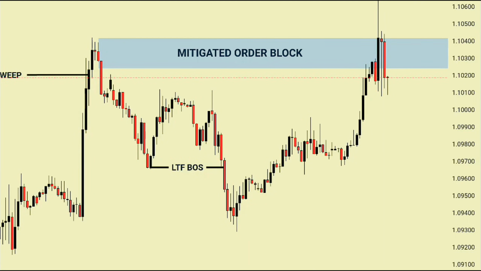Notice something important here. After the sweep, price did not continue higher for long. Instead, it showed a strong move in the opposite direction. That tells us the sweep was not continuation. It was preparation. Sometimes the market moves just enough to make traders feel confident.